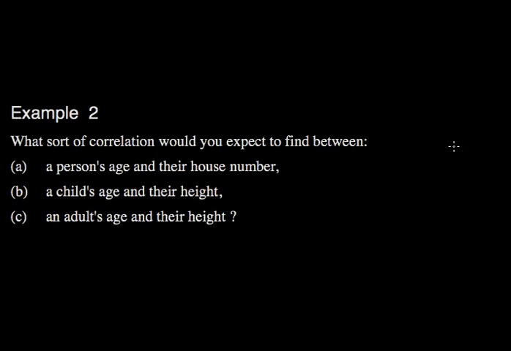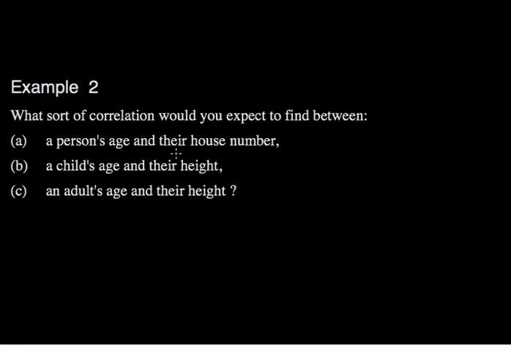Okay. So, example 2, what sort of correlation would you expect to find between a person's age and their house number? Well, they're not related at all. And if you were to do that on a graph, there would be dots all over the place. It'd be like that. And here you could say that there's no correlation.